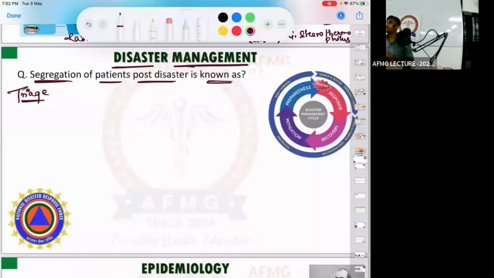Reverse triage means what? Over there, the person with minor injuries will be given the highest priority, and the person with severe injuries will be given the least priority. Why? Because we need more man force in the field. That is usually done in cases of wars, with soldiers. Whereas triage is normally after any disaster. Disaster is when more than 30 people are requiring medical help at the same time.